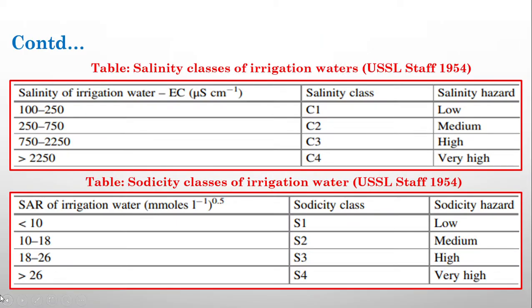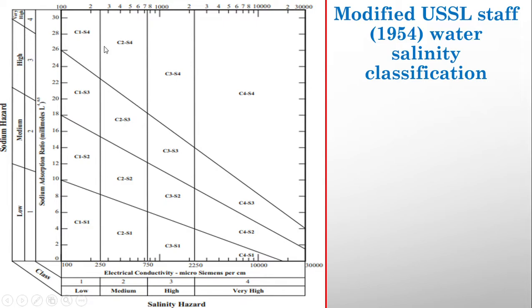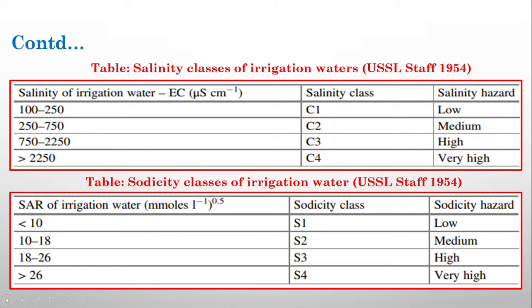First one, we will see what S and C represent. Here you can see that the water is classified based on two parameters, C and S. C represents the salinity classes. All the C's represent the salinity classes of irrigation water. The first table shows the salinity class of irrigation water. It is expressed in EC, in microsiemens per centimeter. When the EC is between 100 to 250 microsiemens per centimeter, we can say that the water comes under salinity class 1, which is C1, and it has lower salinity hazard.